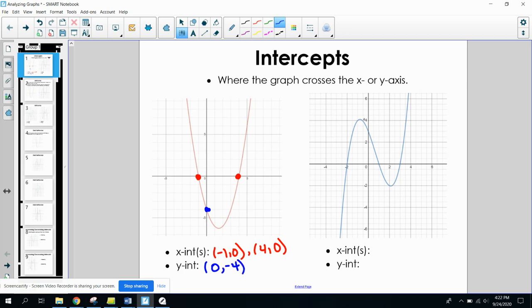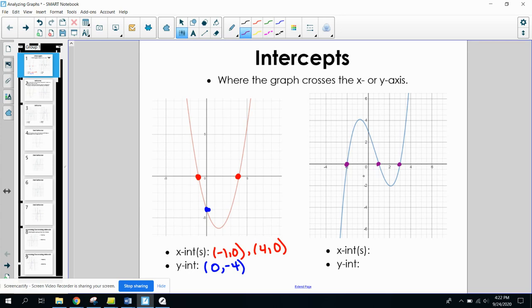Okay, looking at the second graph, here we have a cubic, so that's an x to the third graph. And again, we're looking for our intercepts. So the x-intercepts are going to be crossing the x-axis. So we can see that there's one right here, and right here. Okay, so there can be one x-intercept or there can be multiple x-intercepts.